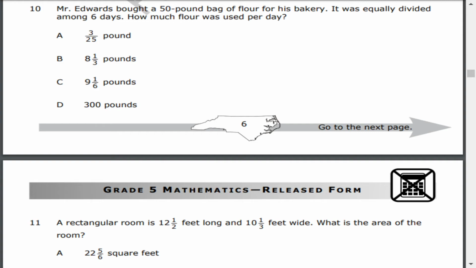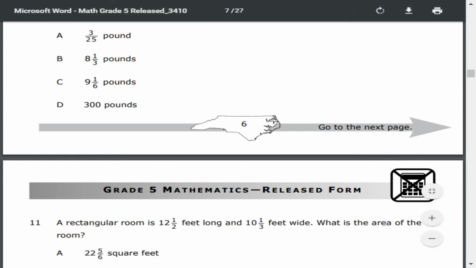okay, we can use the box method or window method. 8 1/3, 6. 6 times 8 is 48. And 6 times 1/3 is 2. So, yeah, the answer is B.